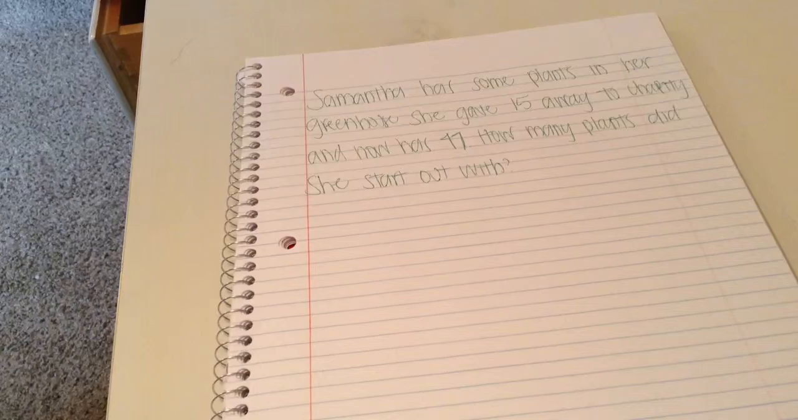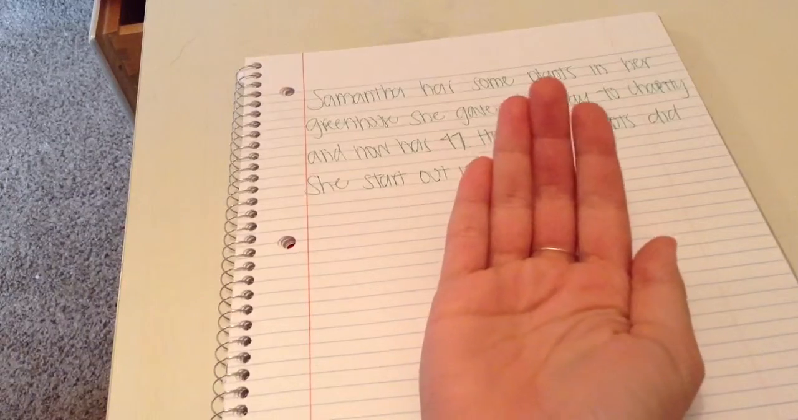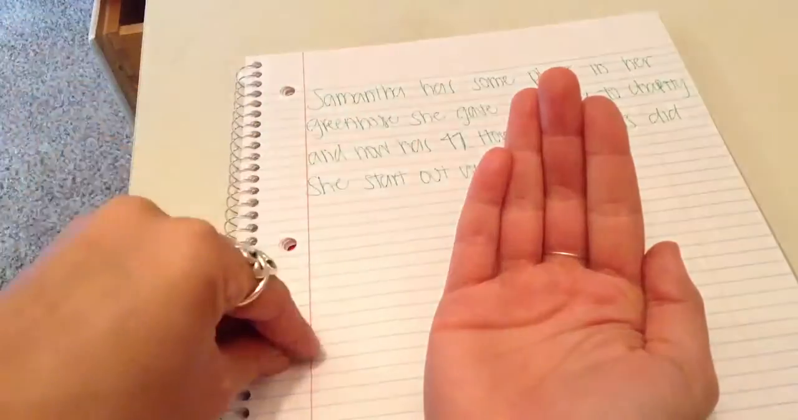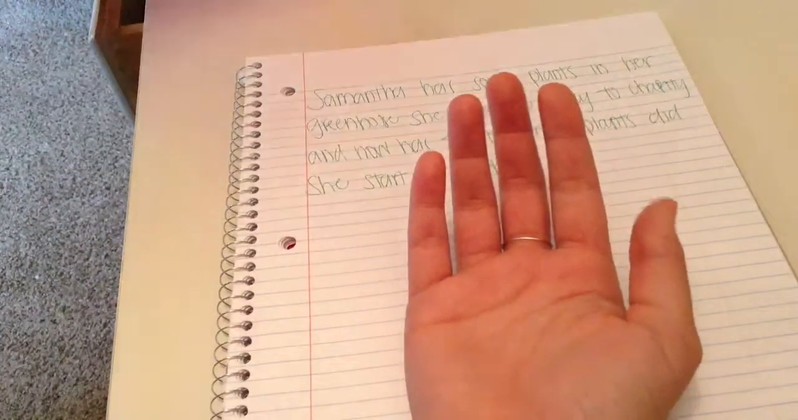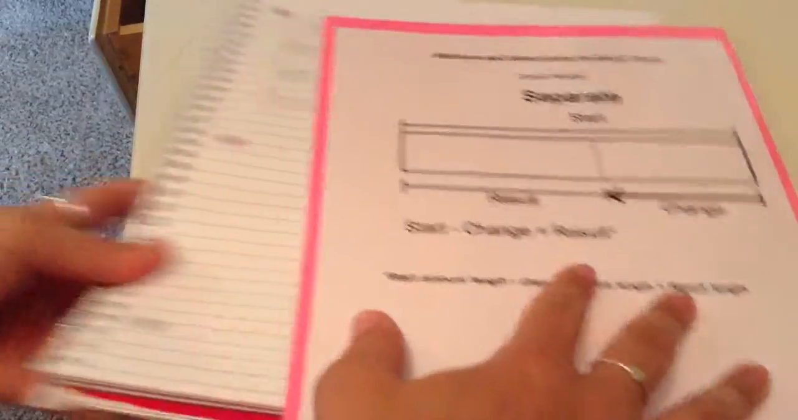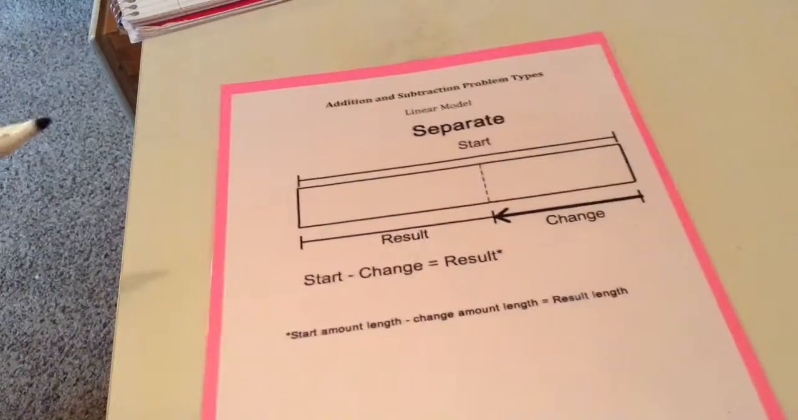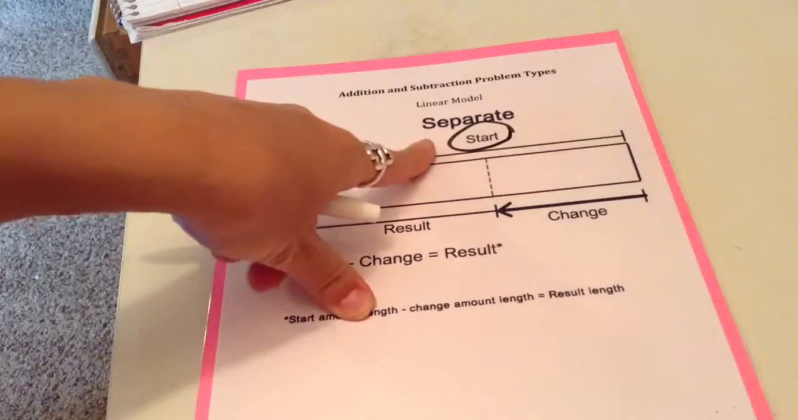Using our hand gestures, we see Samantha has some plants in her garden and she gave away 15. That giving away 15 tells us that it is going to be a separate problem, and we're going to use the linear model for the separate. So we are trying to figure out how many plants Samantha started with. That is our unknown.